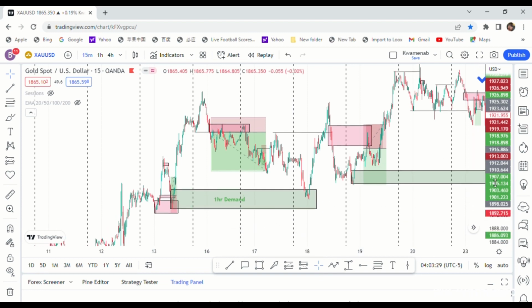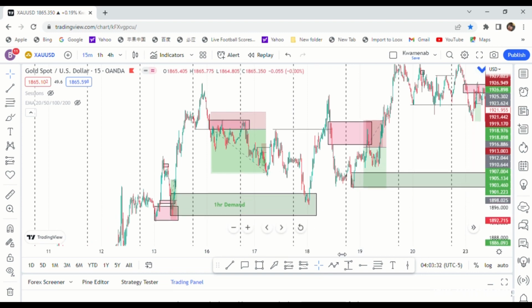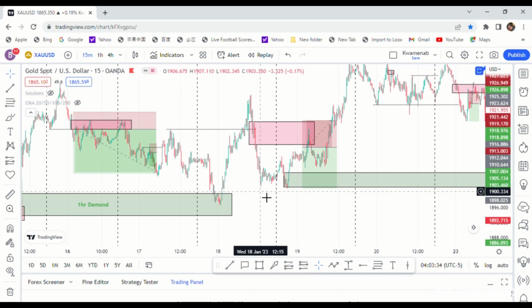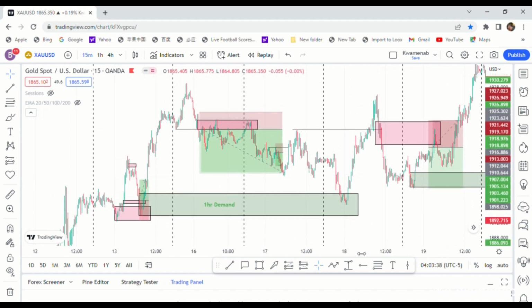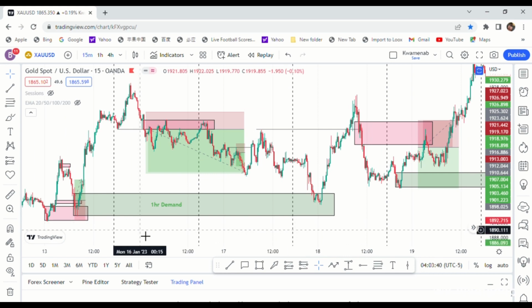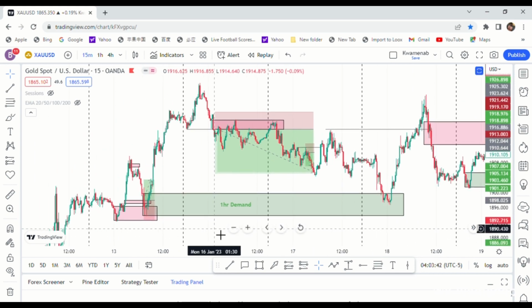Okay, so now we are on the 15 minutes chart, and this is gold, by the way. This is gold, but this strategy can be used on any commodity, any pair, any crypto. Even if you are trading crypto, you can still use this strategy.